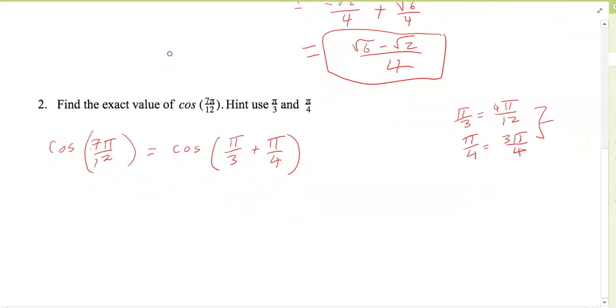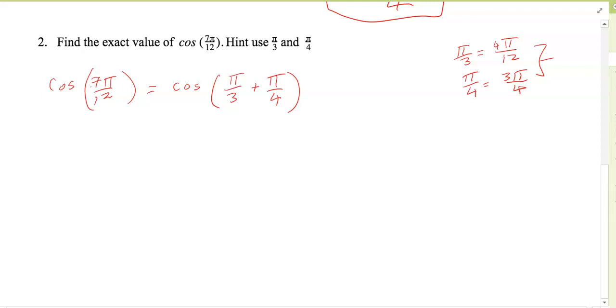All right, so let's do this. Let's go to our cosine addition. And so when you do our cosine addition, cosine of u plus v, it's going to be the cosine of the first, so that's cosine of pi over 3, times cosine of pi over 4, minus, because I had a plus here, you're going to be minusing the sine of the first, which is pi over 3, times the sine of pi over 4.